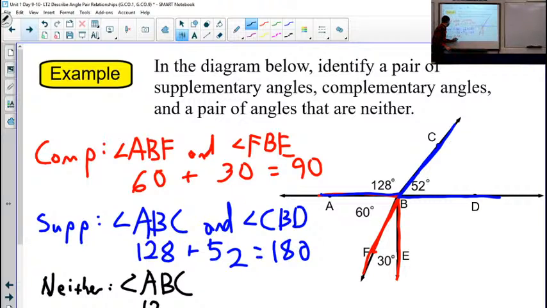So this angle is 128. So all we need to do is dodge 90 and 180, and we have a pair of angles that are neither. Give me an example of an angle that would go with ABC and not be complementary or supplementary. Give me another angle in the diagram. Say again? FBE. That is F to B to E. It measures 30.